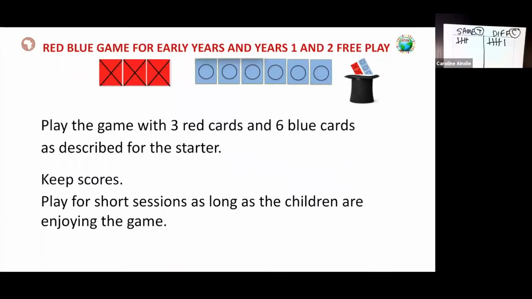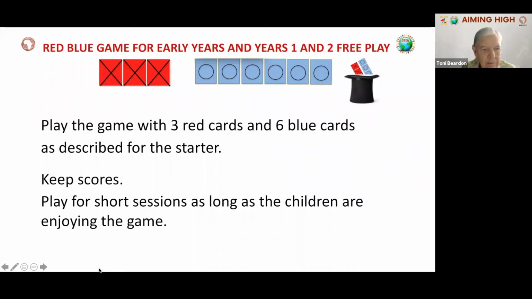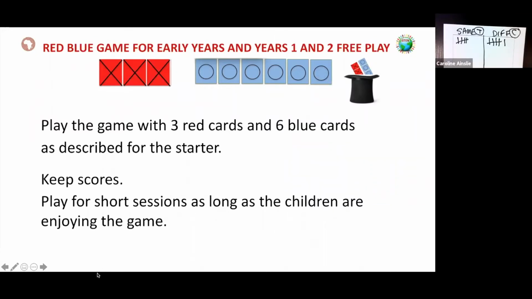So this is a great game that you can play with even very young children, age 3, age 4 to 7. And the way you do it is you simply play. And you look to see, are they the same and are they different? And we do recommend that you play it with 3 of one and 6 of another. It doesn't have to be blue and red. It can be all kinds of different things. Keep the score. You can keep the score on the wall and just play the game and see whether same or different gets more scores.